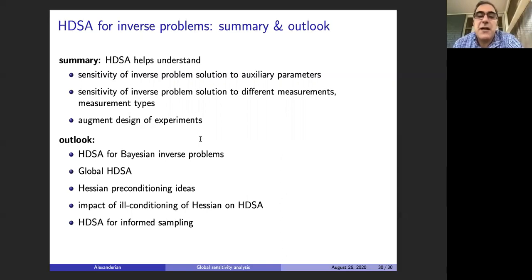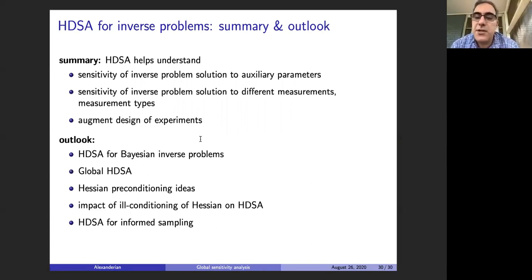So some of the interesting questions: hyper-differential sensitivity analysis for Bayesian inverse problems. What we have considered so far is deterministic inverse problems. Isaac, my student, who led this initial paper, is working on that now. We can do global HDSA. What I did was a local sensitivity analysis, in fact local in the space of the complementary parameters. So there may be some low-hanging fruit there for doing global hyper-differential sensitivity analysis.